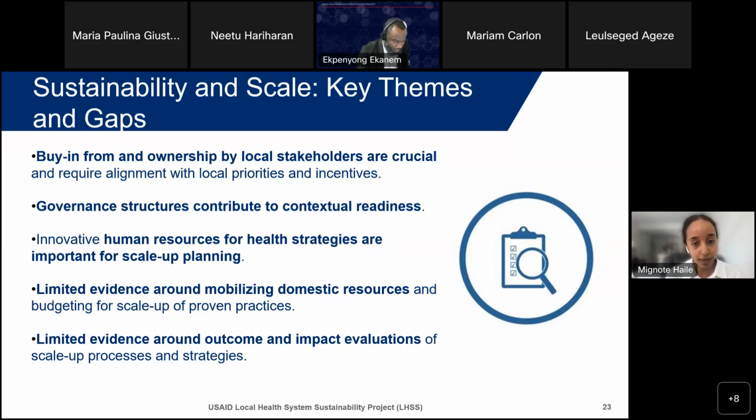Going a little bit into the gaps, one of the gaps we noticed among the evidence is what has been working well for mobilizing domestic resources to sustainably support scale up of proven interventions. We also found there were limited articles around outcome and impact evaluation of scale up and sustainability strategies. There were some process evaluation articles, but much less so for outcome and impact.